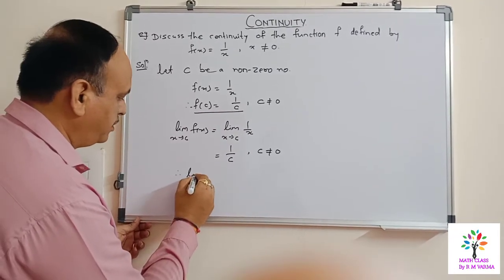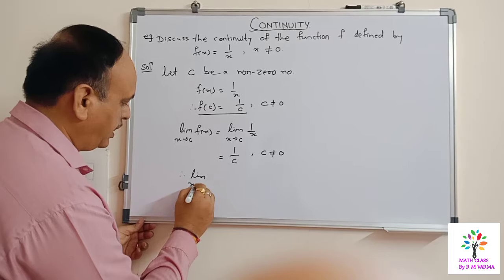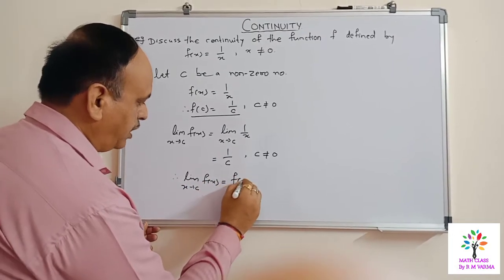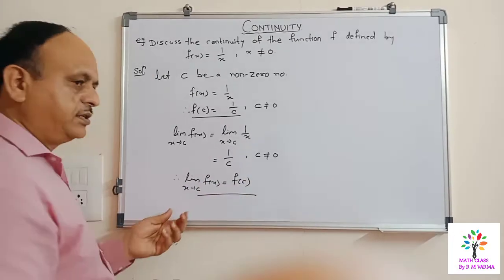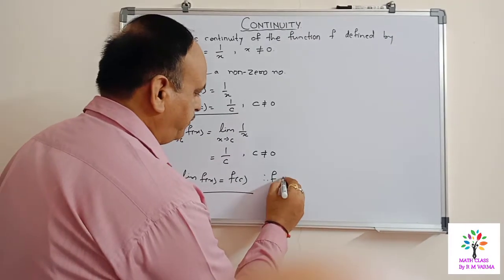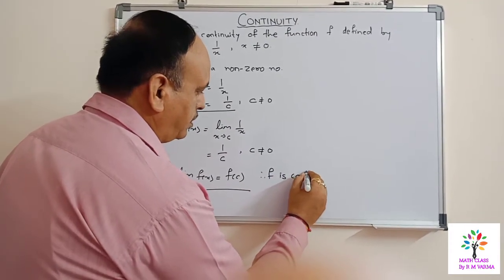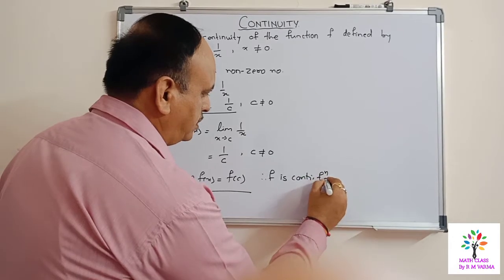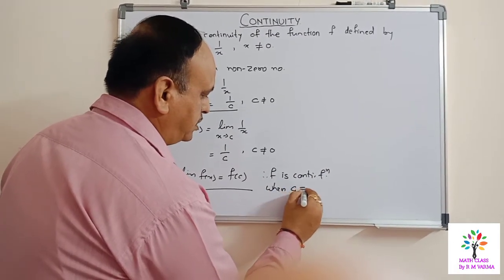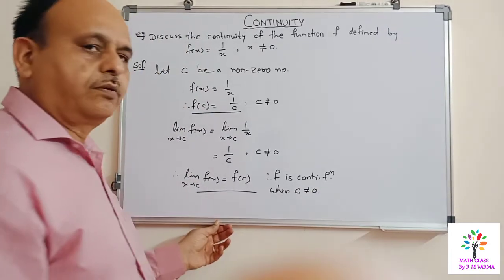Therefore, I can say limit x tends to c f(x) is equal to f(c). When it is equal, the function is continuous. Therefore, f is a continuous function when c is not 0.